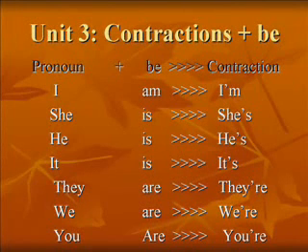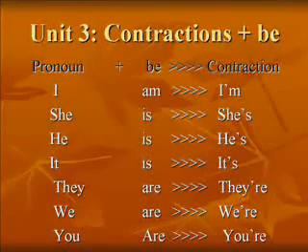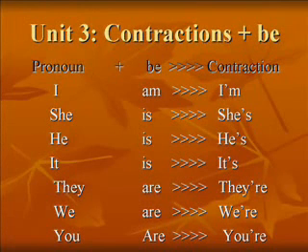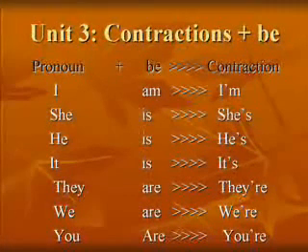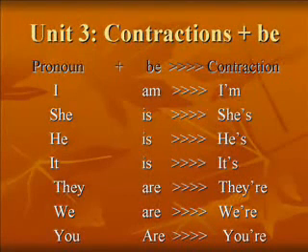Always remember that whenever you contract two words together, their pronunciation also changes. So for example, the contracted form cannot be said like this, I am. You must say I'm. Likewise, she is changes into she's, he is changes into he's, it is changes into it's, they are changes into they're, we are changes into we're, you are changes into you're.